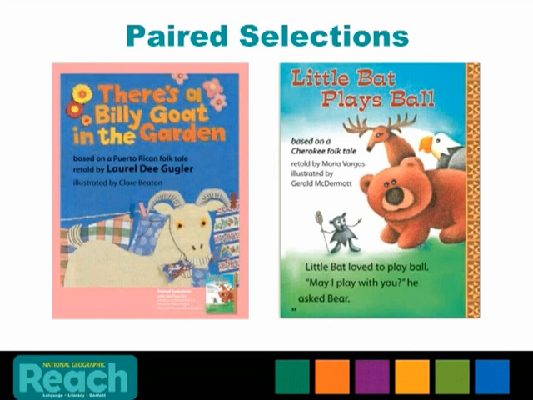And at the kindergarten level, the paired selections are included in the big books, with the examples you see on this slide from one unit: a Puerto Rican folktale, There's a Billy Goat in the Garden, and the Cherokee folktale, Little Bat Plays Ball.